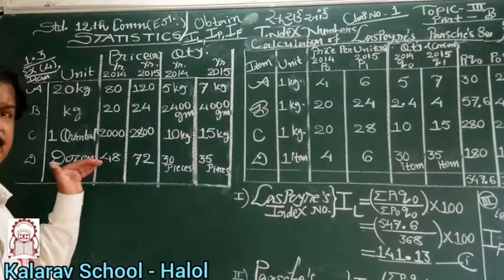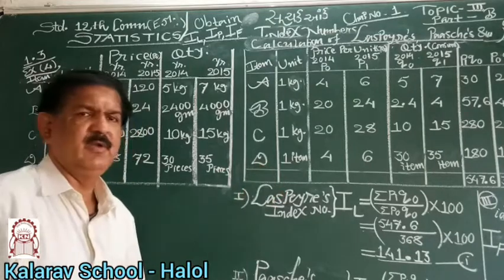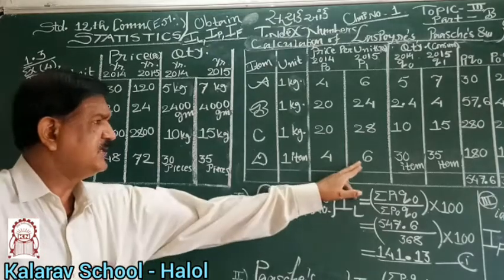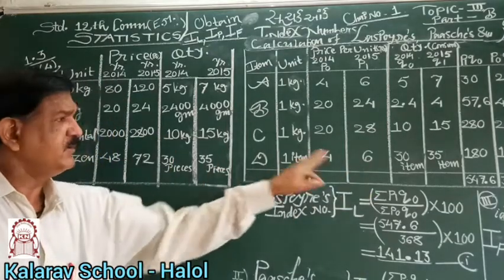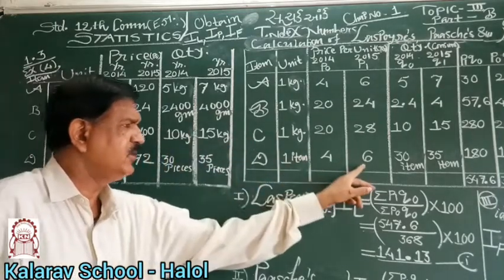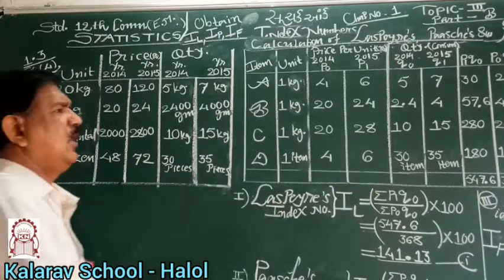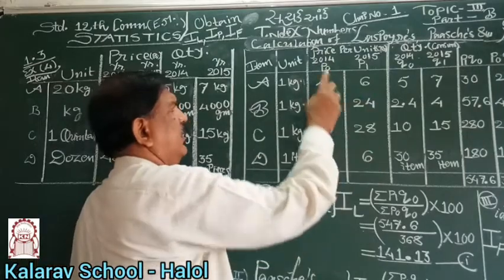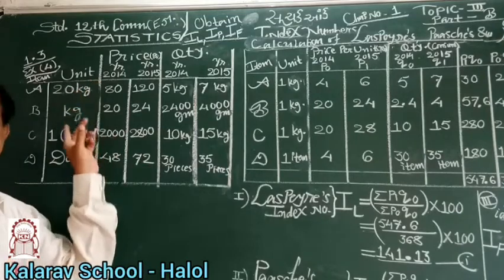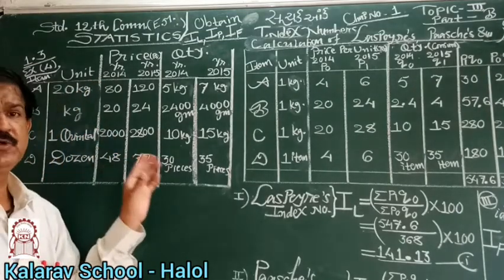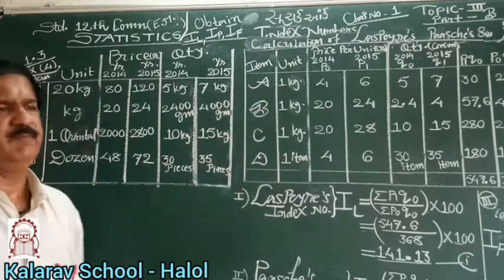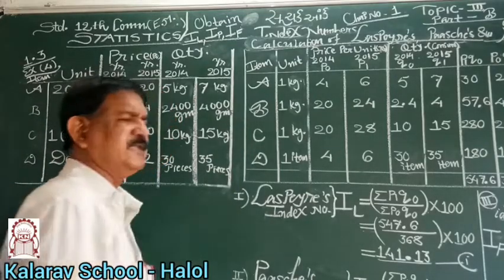Now dozen. For item D, the fourth and last item, 48 rupees per dozen. Therefore 4 rupees per item, per piece. 72 rupees per dozen, then 6 rupees. 48 divided by 12 you get 4, 72 divided by 12 you get 6. This way we obtain the prices P0 and P1 for the base year and the current year. So items A, B, C, D are converted into the smaller unit: 1 kilogram, 1 kilogram, 1 kilogram and 1 item, which is 1 piece.